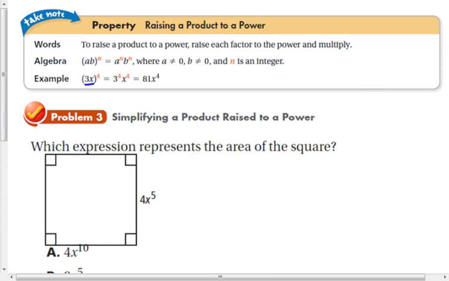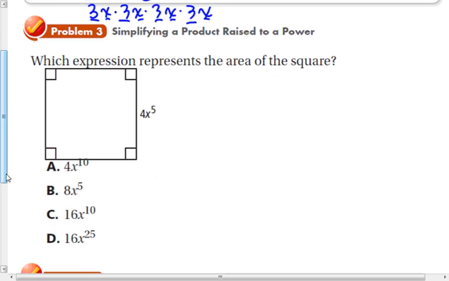We have 3x multiplied by itself 4 times. If I was to expand that, I would have 3x times 3x times 3x times 3x. And notice that we have 4 factors of 3, and that's 81. And then we also have 4 factors of x. So every factor in that product gets raised to that power. All right, so we can simplify an expression that might have to do with that.